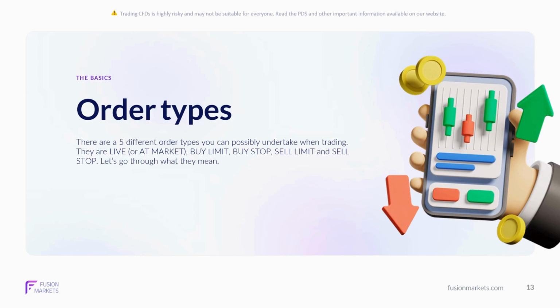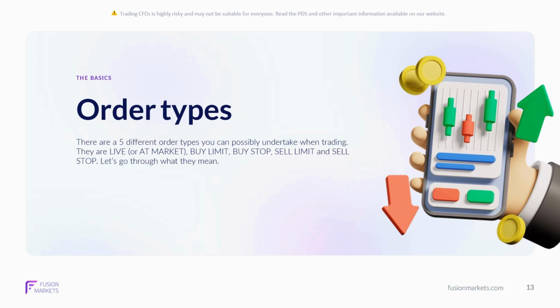When we are trading, there are 5 possible different order types you can undertake. Okay, they are live or at market, meaning that we are buying or selling at whatever the exchange rate is at that moment in time. We can also have a buy limit or a buy stop, or a sell limit or a sell stop.